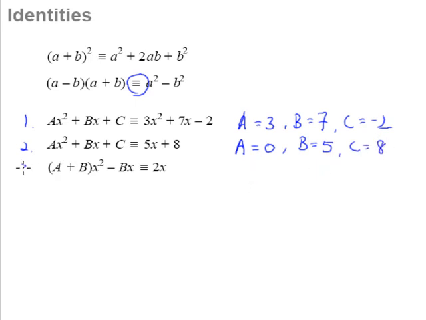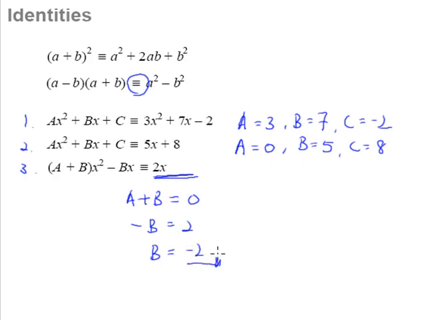Now let's take a look at the third one. The third one is slightly more challenging, I think. As per what we have seen in the second example, there is no x squared on the right hand side of the identity, and therefore the first thing we know is that a plus b is equal to 0. Now the next thing we compare is the coefficient of x, and therefore we know that minus b is equal to positive 2, and therefore b will be equal to negative 2.